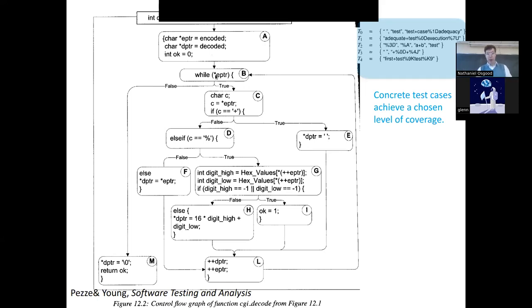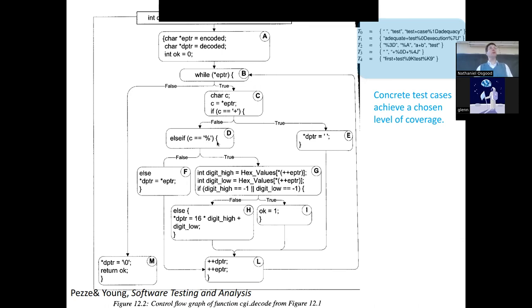So look, if you come in, here's this while loop. You have a bit of a header here. You execute those three lines. That's one basic block. You come in here and you say, while my pointer points to something that's non-null, I'm going to loop. First, I check if I'm pointed to a plus. If so, I output a space. If I don't have a plus, then I check if it's a percent sign. And if it's a percent sign, guess what this is?